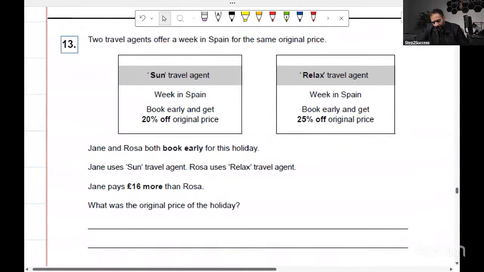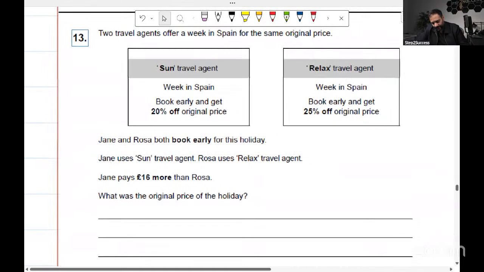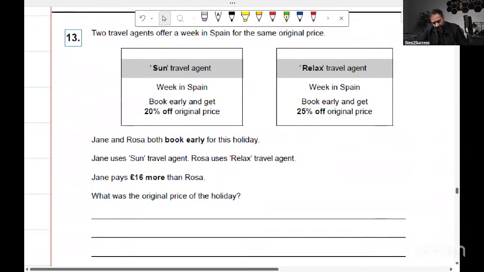Jane and Rosa both book early for this holiday, so it tells you what happens if you book early. Okay. Oh, this is a hard question. Jane uses Sun Travel Agent. Rosa uses Relax. What was the original price of the holiday? Okay, that's quite a hard question, but I shall just tell you what you do.